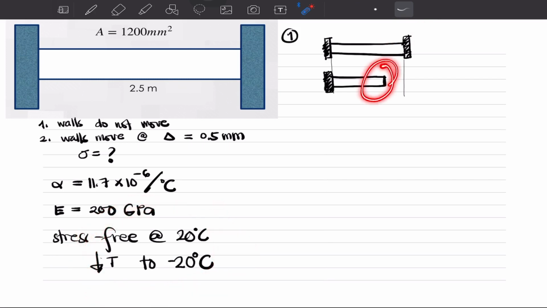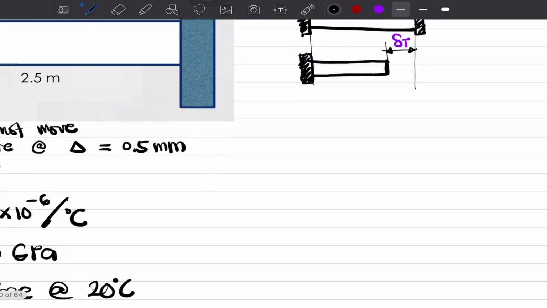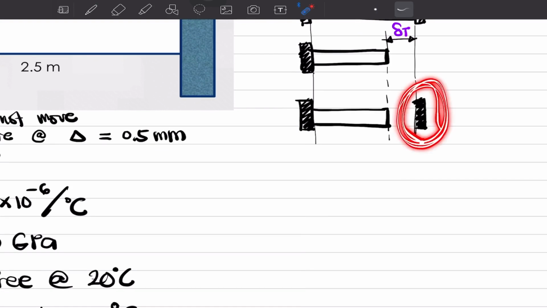So, it contracts. What is this deformation? This is the deformation due to the change in temperature. Then we return its support. So, again, this is the wall. Here is the wall too. So, we reattach our rod to the right wall. To reattach it, we apply a force. That force P is what you exert to reattach the rod to its wall.